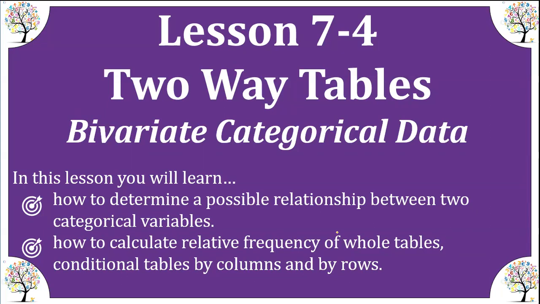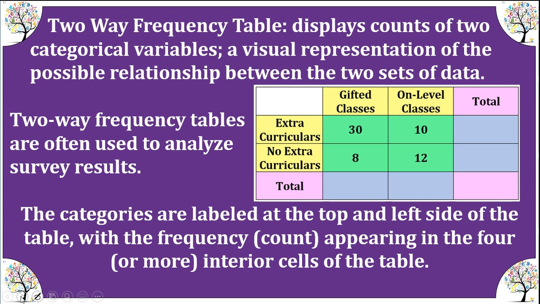In this lesson, we're going to take a look at bivariate categorical data, and we're going to analyze it using a two-way table. A two-way frequency table simply displays counts of two categorical variables. The categories are labeled at the top and at the left side of the table. Then the frequency or the count appears in the 4 cells.